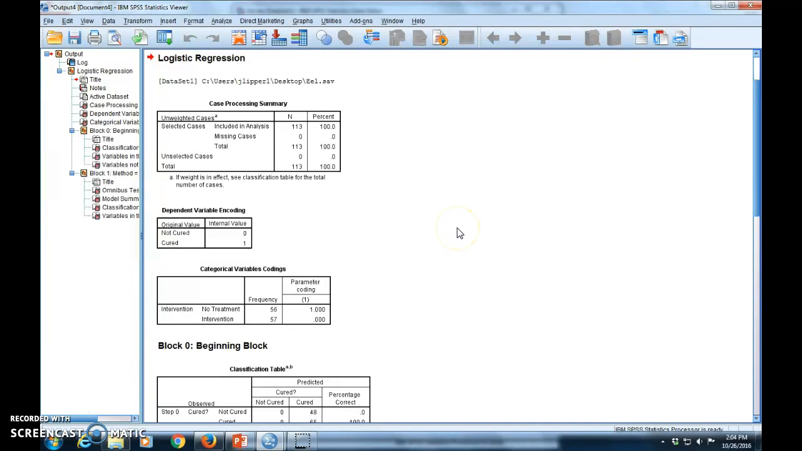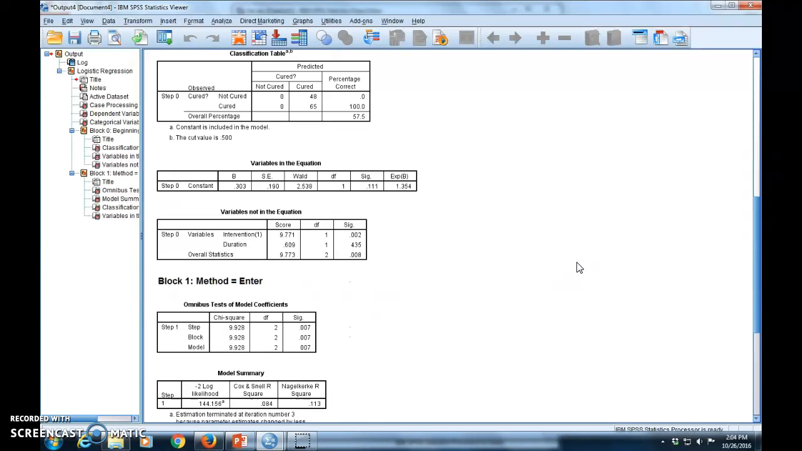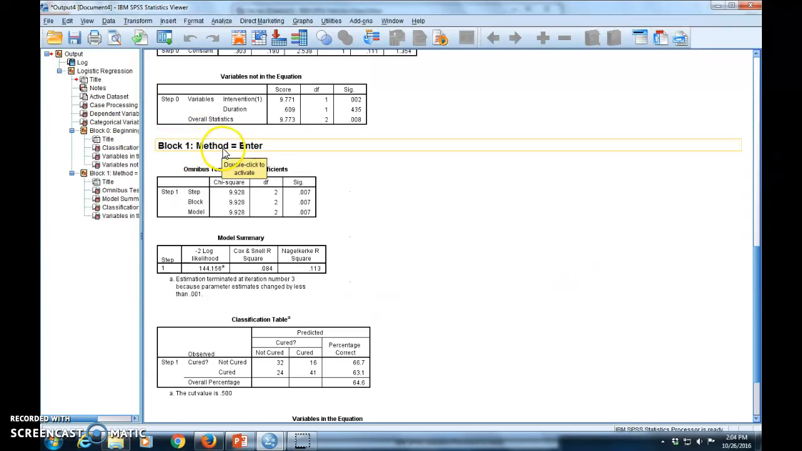And there's a lot of things in here that I can help you through if you wanna learn more about them, but I just want to kind of broad stroke this. If we look at the classification table, this is if there's no intervention, there's no outcome. We're just looking at the chance of being cured if you have nothing going on, and that's 57.5%. So if there's no intervention, half the people are going to get cured anyway.